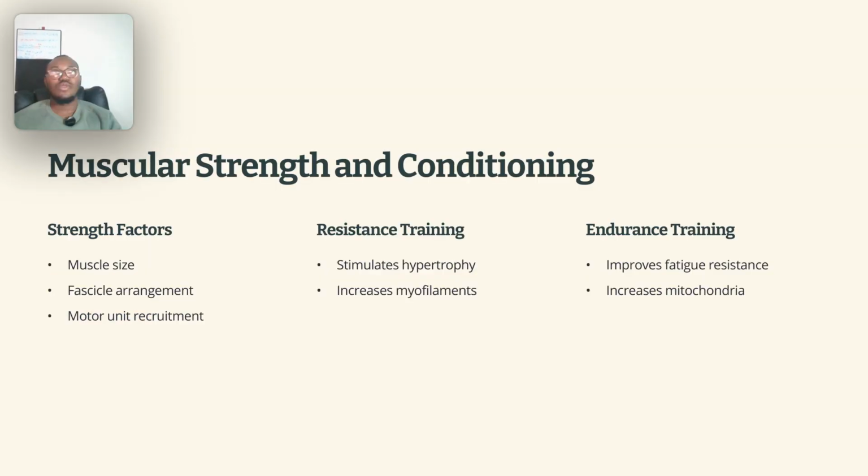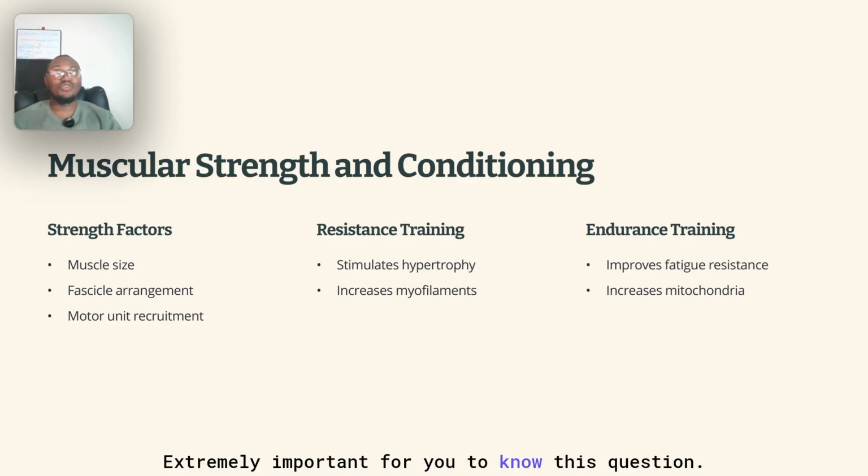Very important. And also you can be asked about atrophy. You need to know what atrophy is. Atrophy is the loss of muscle mass from lack of activity. Hypertrophy is increase in muscle mass. All right? Extremely important for you to know this question. And also you need to know about fast twitch. You need to know about slow twitch.